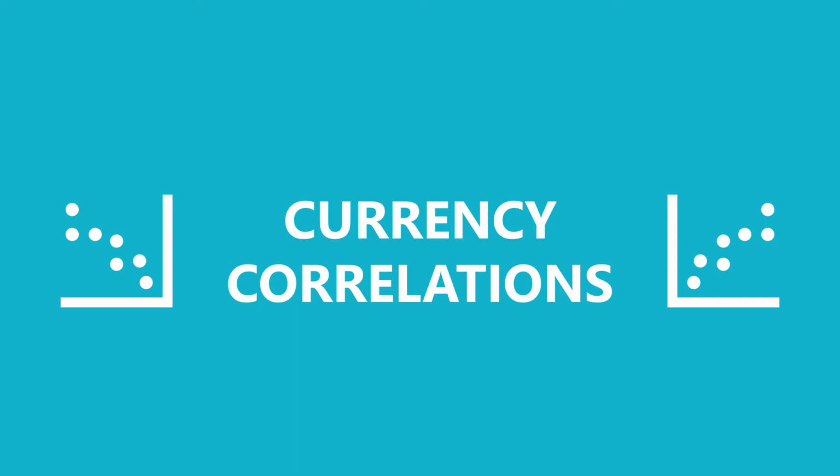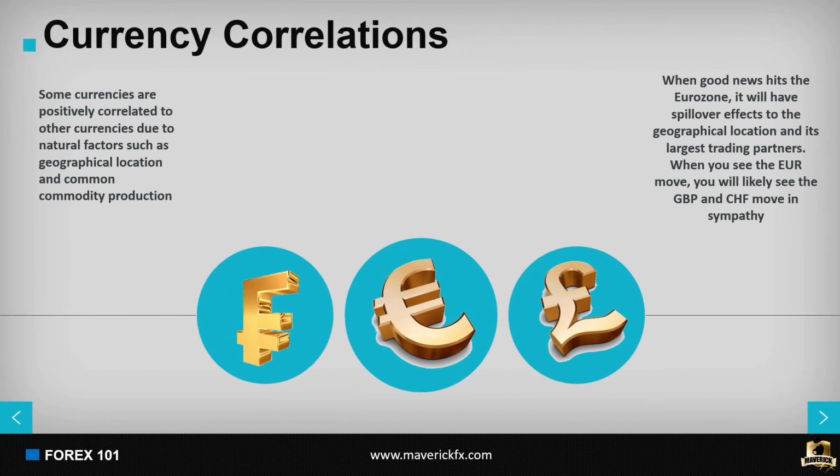Lastly, let's cover currency correlations. Now, we already talked about one of the currency correlations. I mentioned that the Australian dollar is highly, positively correlated to the Kiwi, the New Zealand dollar. Why? Because they're very close to each other.